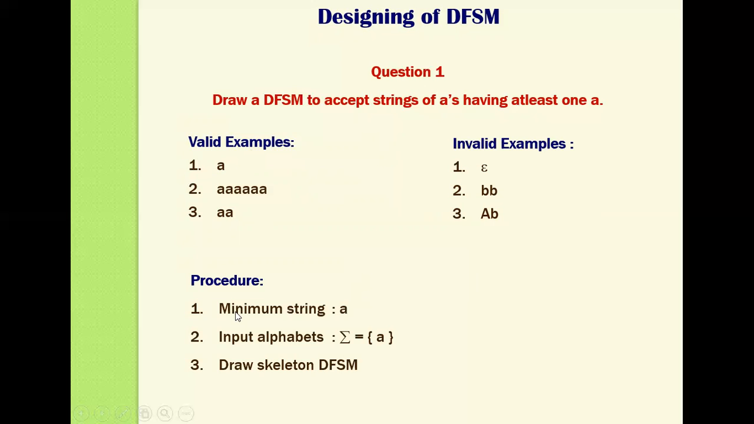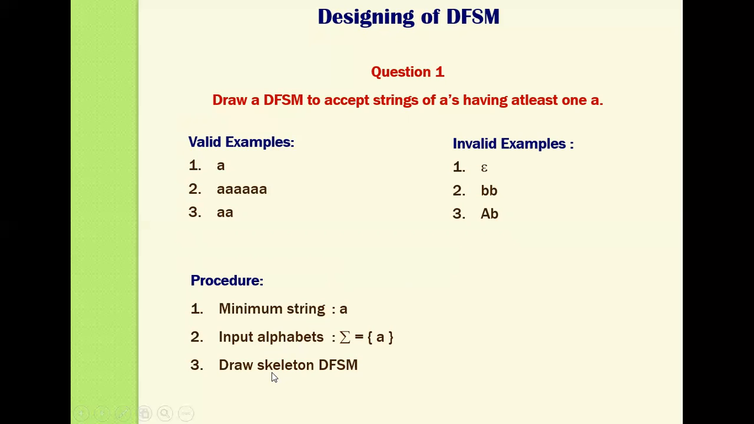So what is the procedure we have? We have to first identify the minimum string. According to the question, draw a DFSM to accept strings of A's having at least one A, so my minimum string is A. Second one is you need to identify what are the input alphabets. According to the question, sigma will be having only one input symbol, that is A.